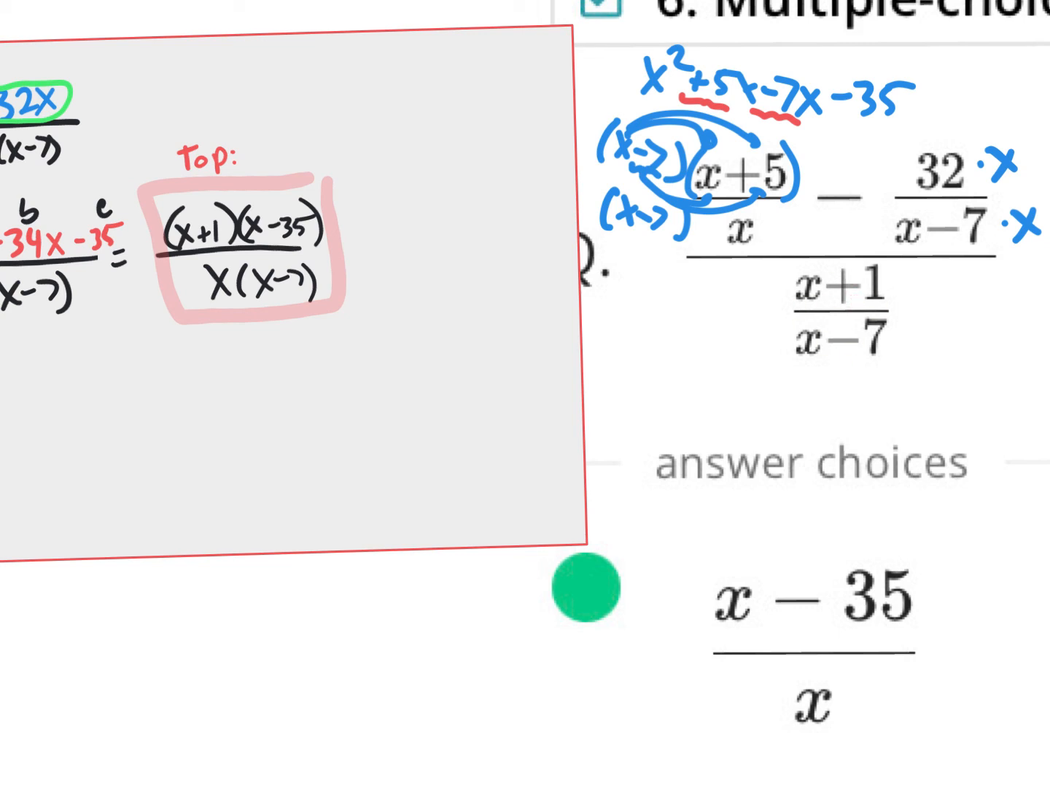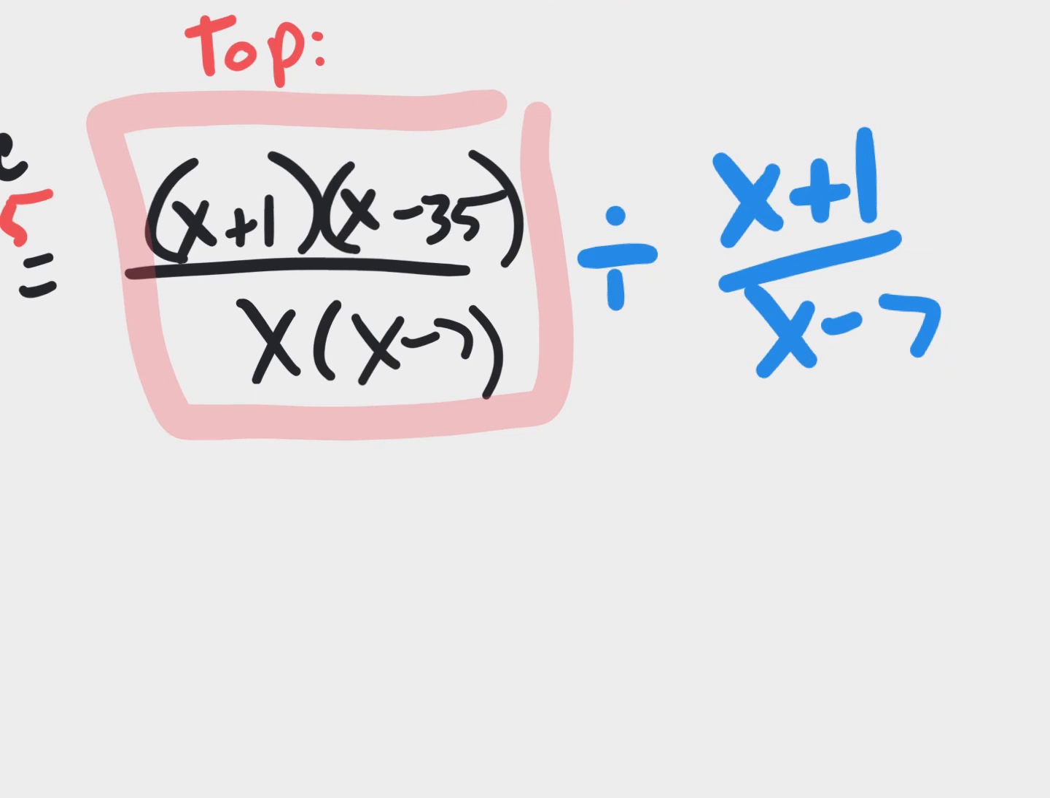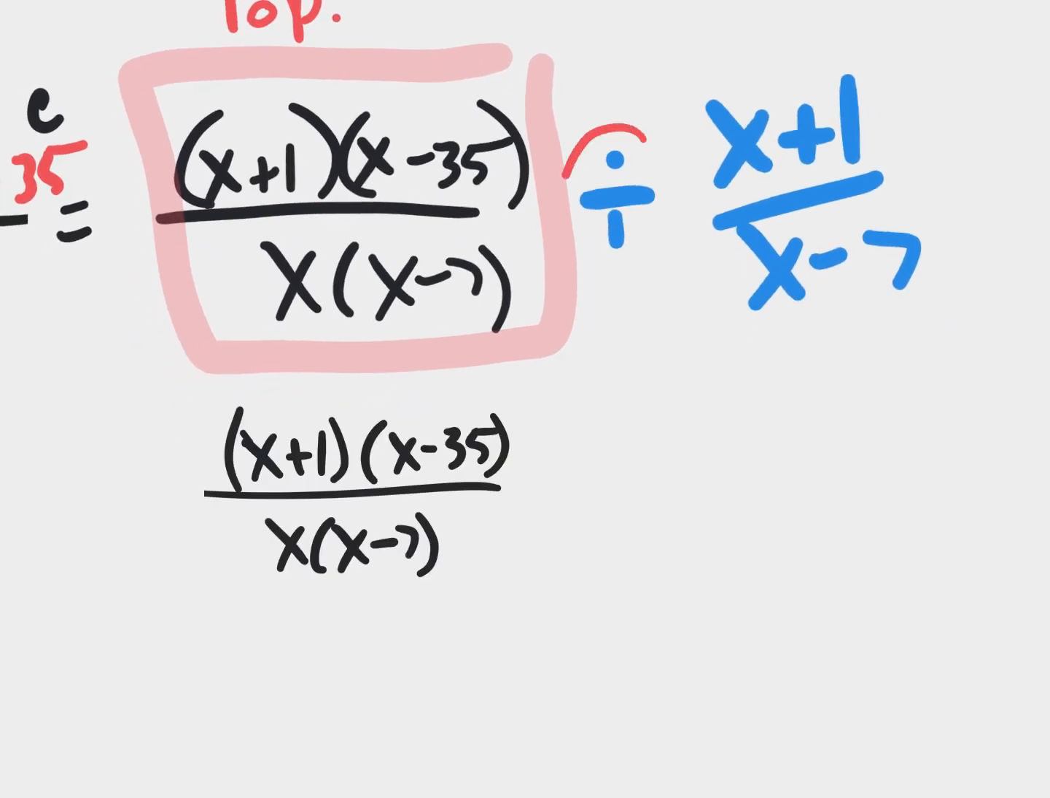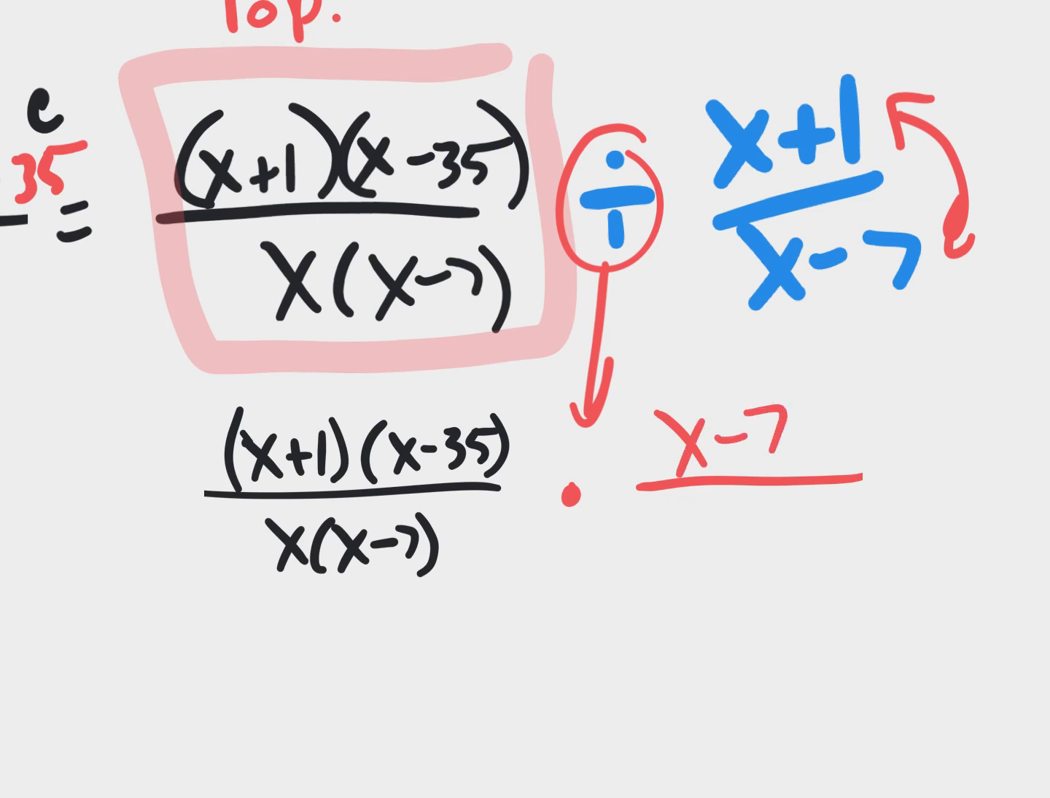So instead of writing it as a division bar that's vertical, I'm going to write it as a division sign with the x plus 1 over x minus 7 horizontally as opposed to underneath it. So I just wrote it right there, and now I could focus on this again. The first fraction is not going to change. This division will change to multiplication as long as I flip the second fraction, x minus 7, x plus 1.